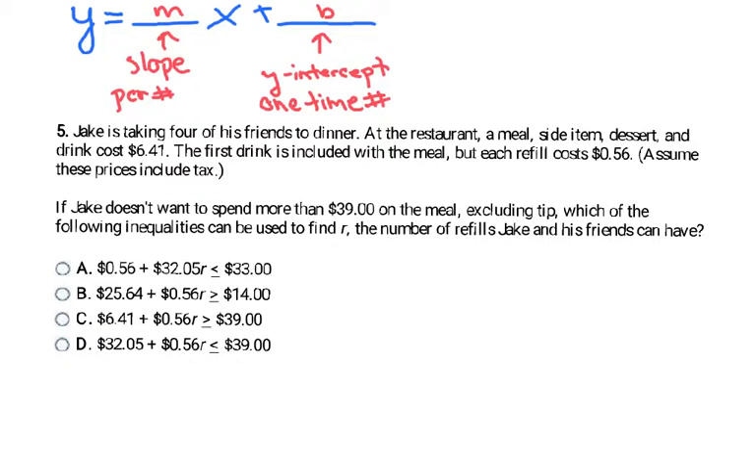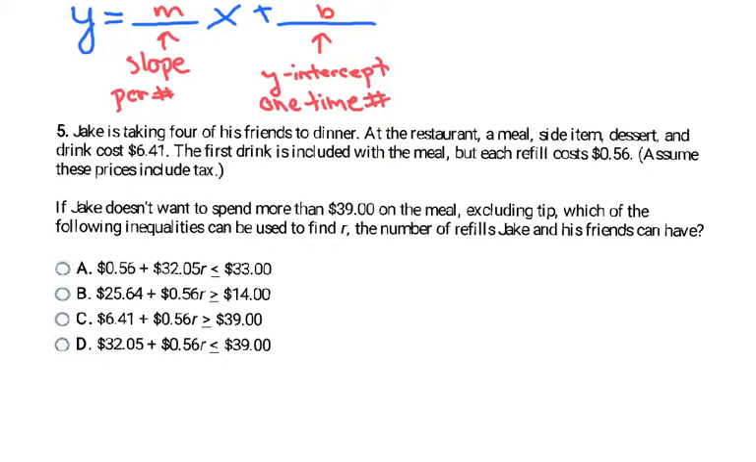So let's go ahead and read our example. Jake is taking 4 of his friends to dinner. At the restaurant, a meal, side item, dessert, and drink costs $6.41. The first drink is included with the meal, but each refill costs 56 cents. Assume these prices include tax. If Jake does not want to spend more than $39 on the meal, excluding tip, which of the following inequalities can be used to find R, the number of refills Jake and his friends have?